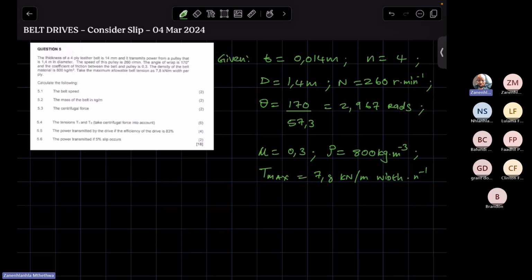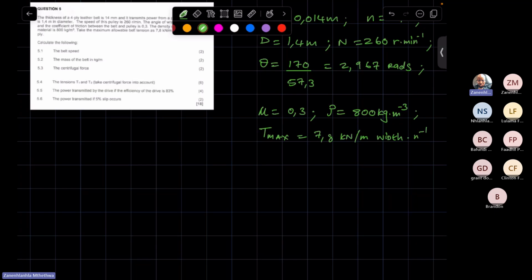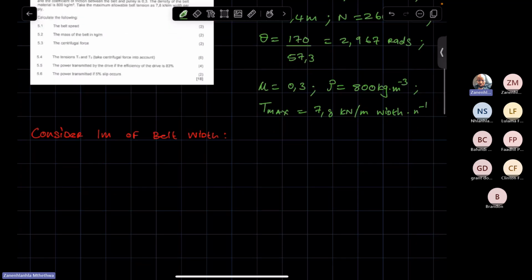Now, if you remember from our last session, I did mention that for these kind of problems, if they do not tell you to consider 1 meter width of the belt, then before starting your solution, you have to write that yourself, right? So you simply say, consider 1 meter of belt width, right? And then now you can do your calculations.